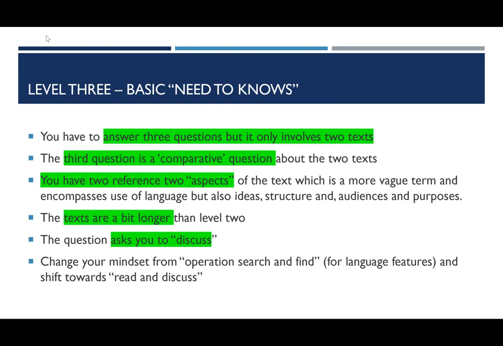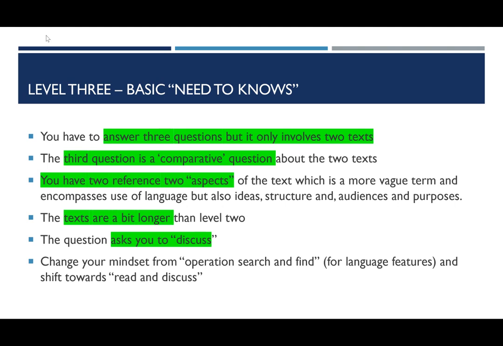The texts are a bit longer. They're a little bit more highbrow, and the poetry can sometimes be a little bit more difficult to understand. That's kind of up to you to figure out whether you think it's harder or not. But they're definitely longer texts, and the poems not necessarily longer, but with a bit more depth to them. The question doesn't ask you to describe and explain like level 1. It doesn't ask you to analyze like level 2. It asks you to discuss. So that's where that aspects thing comes in. It comes in with discussion and the next point.